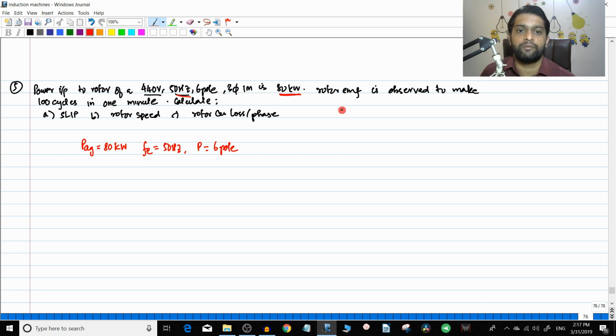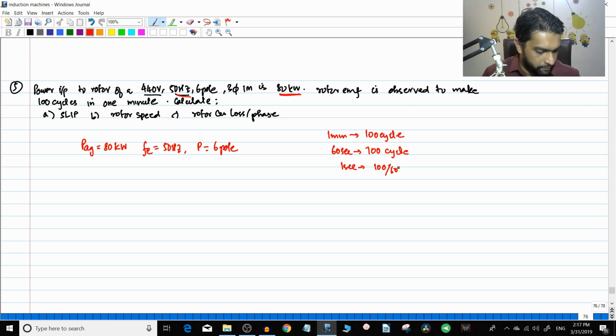So these are the given information, and they also say the rotor EMF is observed to make 100 cycles per minute. Okay, so we have already seen, in 1 minute it is 100 cycles. So in 60 seconds it will make 100 cycles. 1 minute is 60 seconds. We want the frequency per second, right? So in 1 second it will make 100 divided by 60. So the FR value will be equal to 1.67 Hertz.